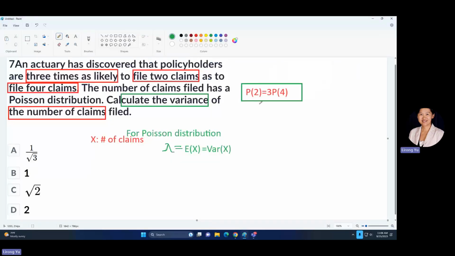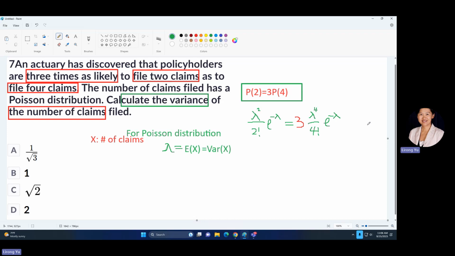Right, for example, P of 2 is equal to lambda to the power of 2 over 2 factorial e to the negative lambda. Now, the 3 was originally in the equation 3 times P of 4. P of 4 is lambda to the power of 4 over 4 factorial e to the negative lambda. So on the left side of the equation is probability of 2, on the right side of the equation is probability of 4, and probability of 4 is multiplied by 3.